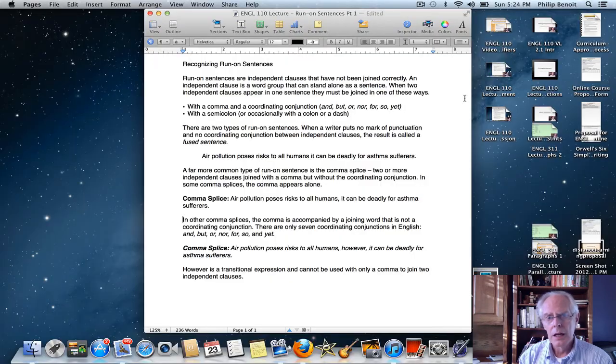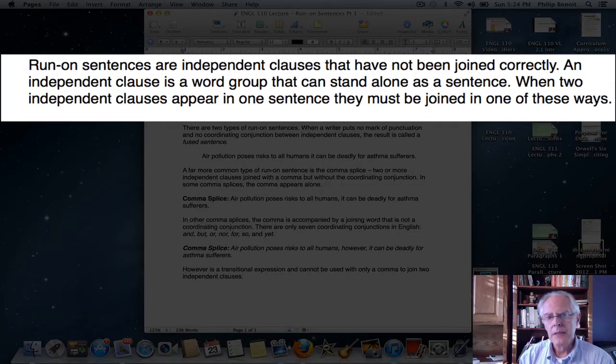So how do we do that? Okay, first of all, let's look at our first block of copy here. And that says that run-on sentences are independent clauses that have not been joined correctly. That's a very good, succinct definition, but what does it mean? An independent clause is a word group that can stand alone as a sentence. So an independent clause can be a sentence in and of itself.